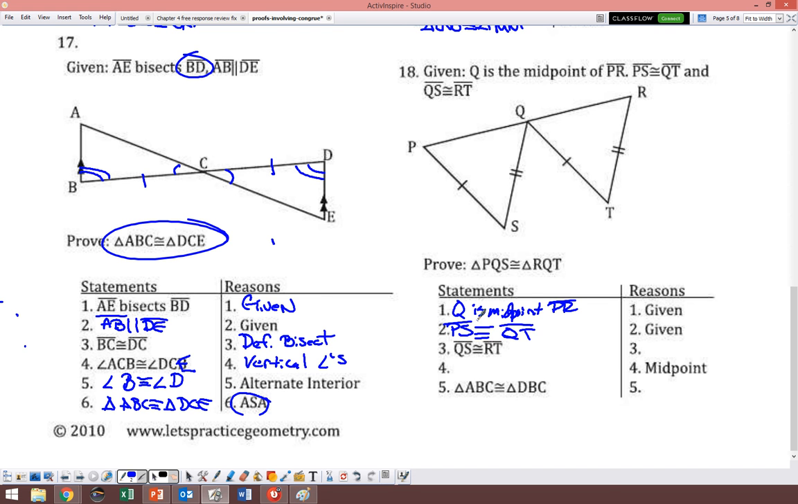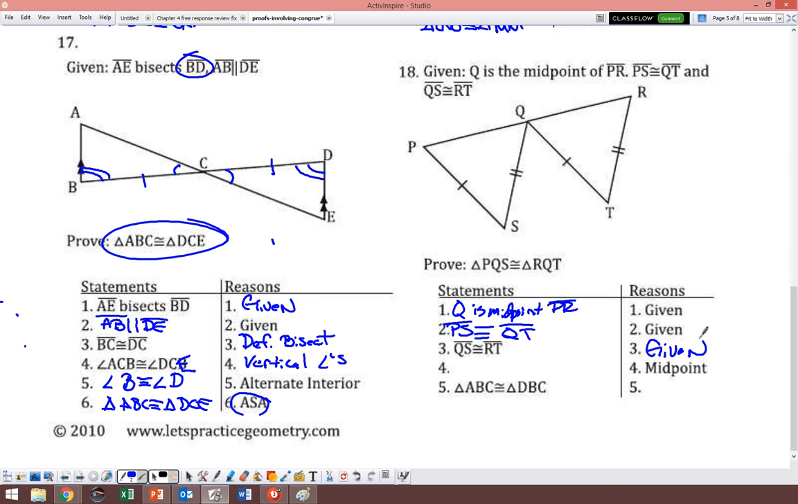Okay. So, let's see. It says QS congruent to RT. Given. So there's 3 givens there. All right, so we have all those marked. Now, number 4, the reason is definition of midpoint. Stare at the clock, it doesn't go faster. The reason is midpoint.